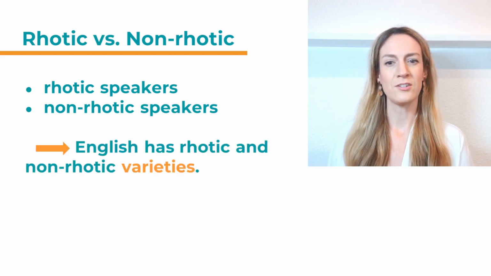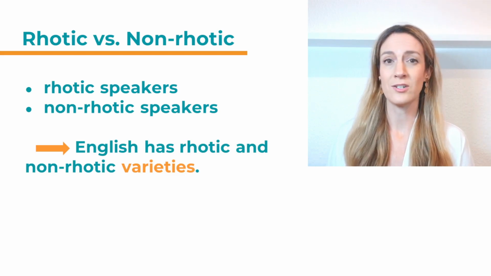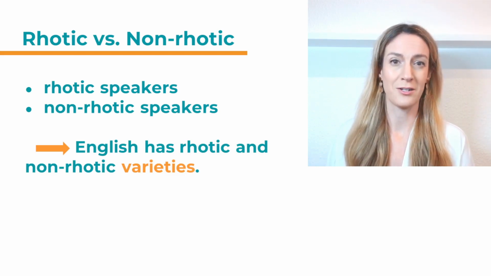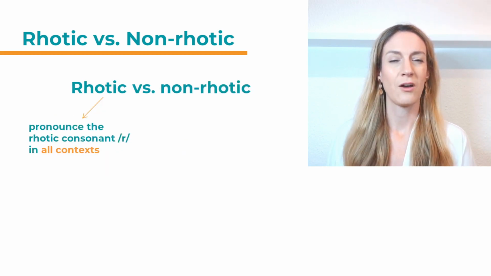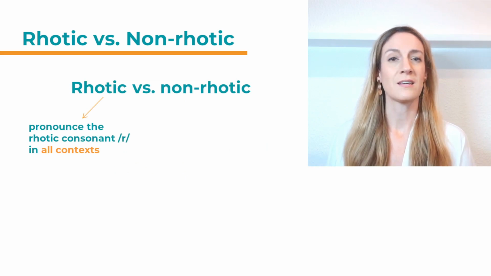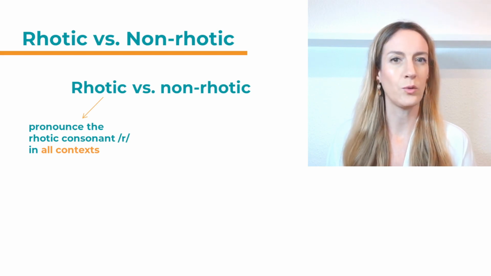Now in English, we have varieties, obviously, because English is spoken in many different countries in the world. And some varieties are rhotic and others are non-rhotic varieties. Rhotic really means that those speakers pronounce the rhotic consonant r in all contexts.